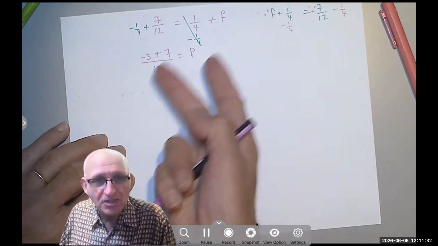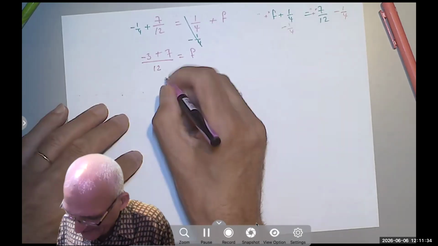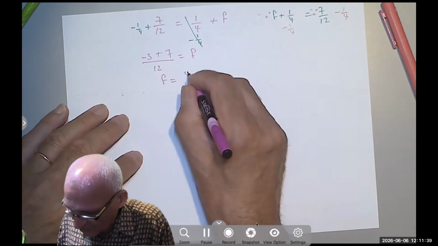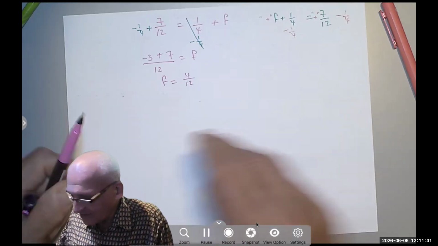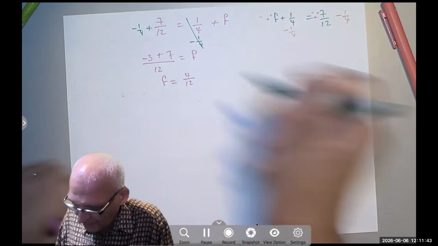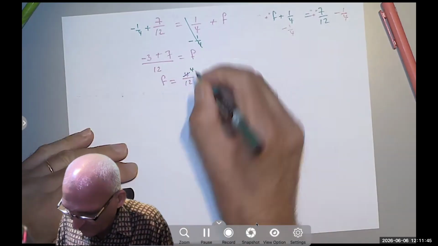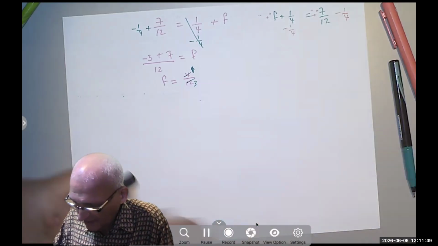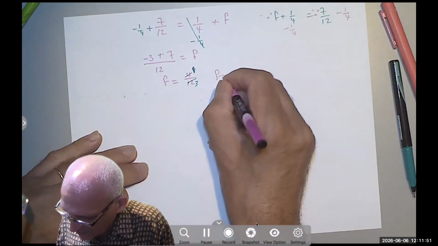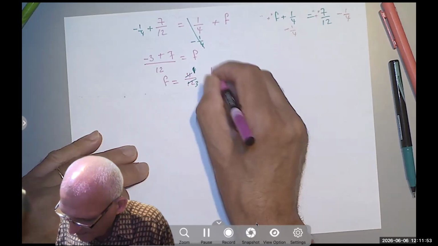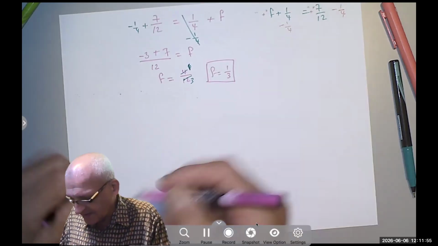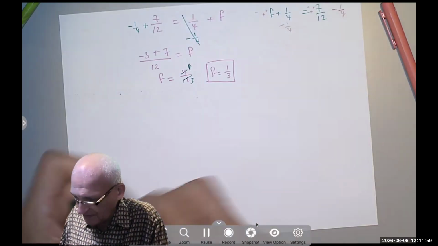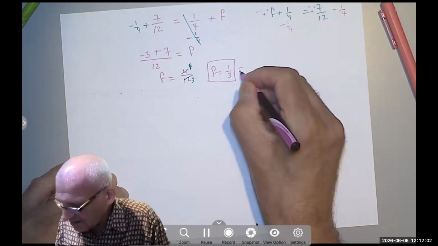And now I can switch them, for those of you who like to always see the variable on the left-hand side: F equals 4 over 12. And now 4 and 12 are both divisible by 4. So divide by 4, you get 1. Divide by 4, you get 3. So F equals 1/3. If you want to write it as a decimal, it's 0.333 repeating.